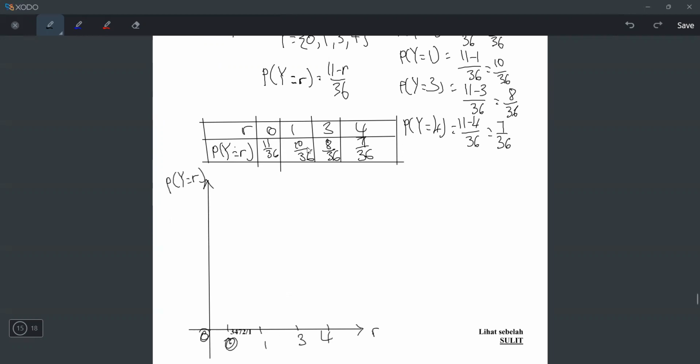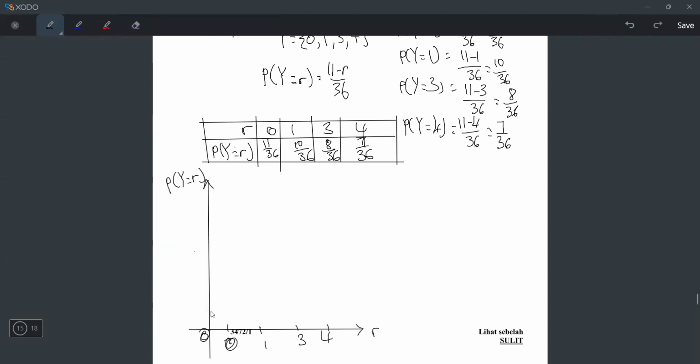Okay, and then there's 11 over 36, 10 over 36, 8 over 36, and 7 over 36. So if you look carefully, they are all over 36, right? So if I go like this, 1 over 36, 2 over 36, 3 over 36, 4 is too slow already. So why not I do it like this: 2 over 36, and then 4 over 36, 6 over 36, 8 over 36, 10 over 36, 12 over 36. Ayo. Okay, let's divide better.